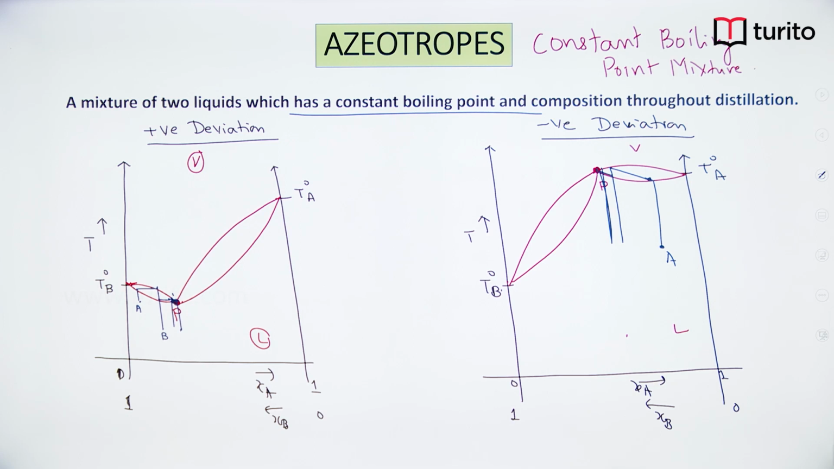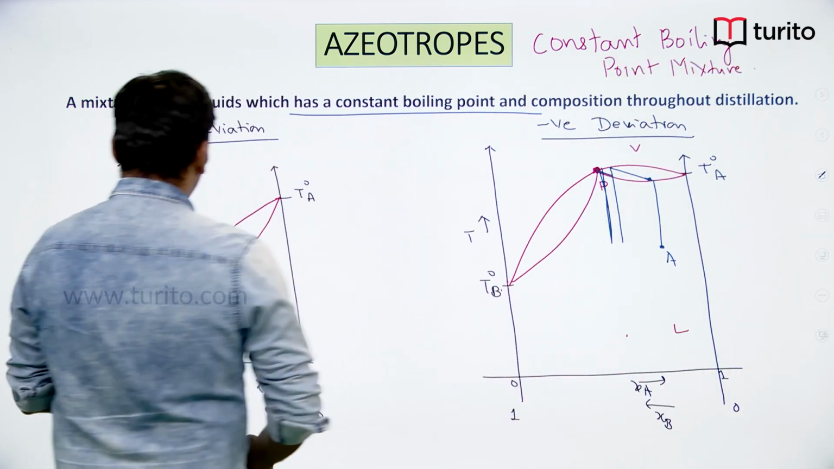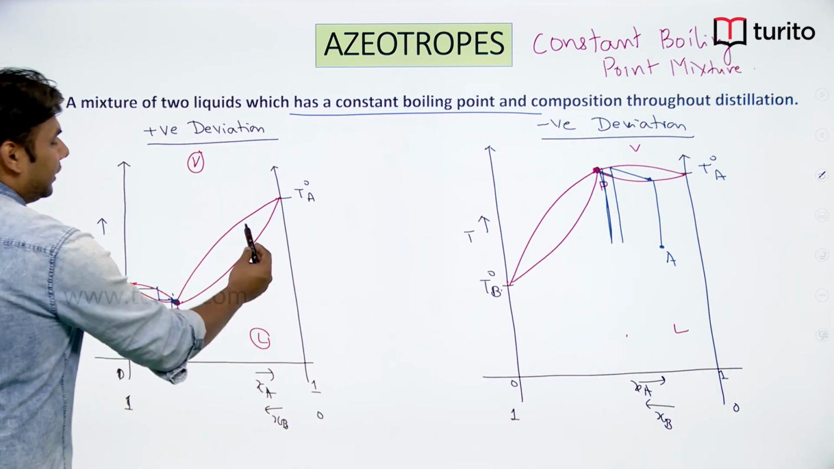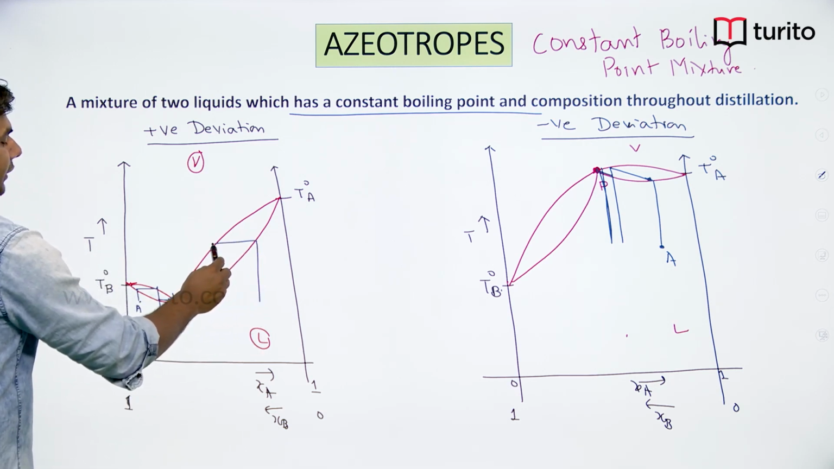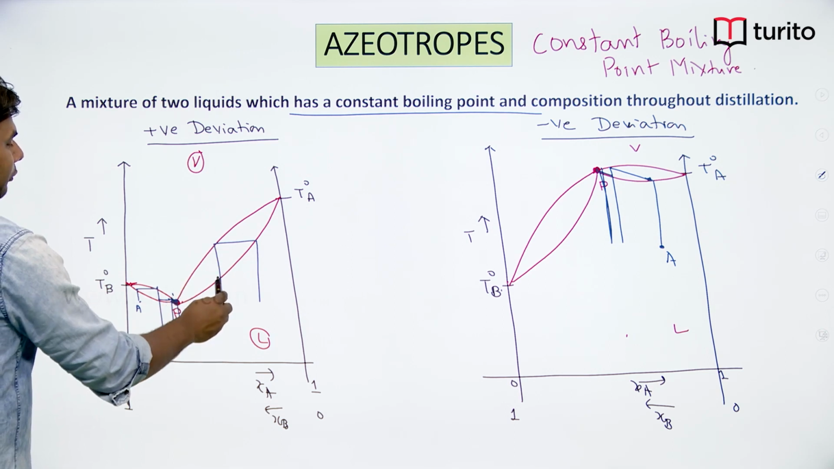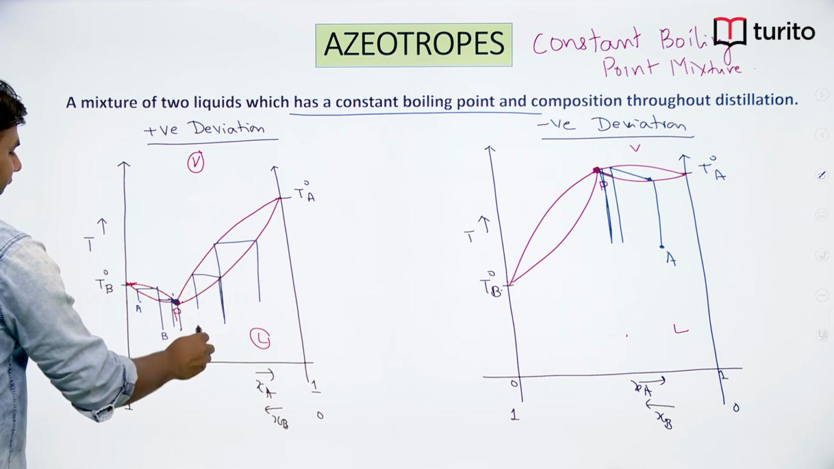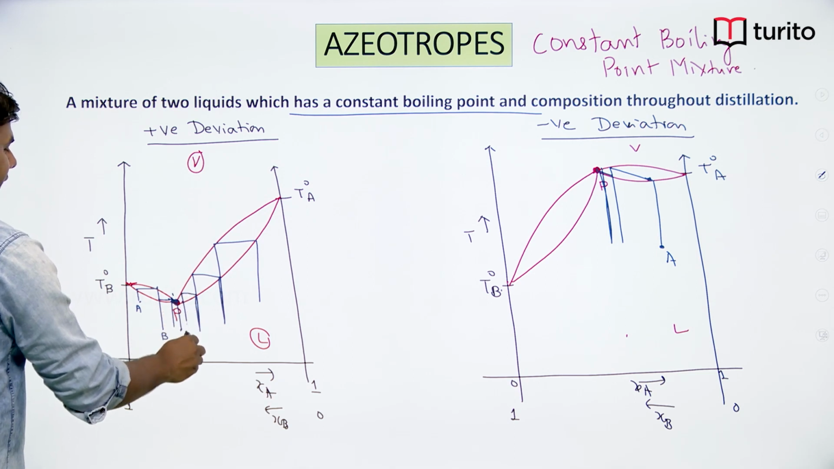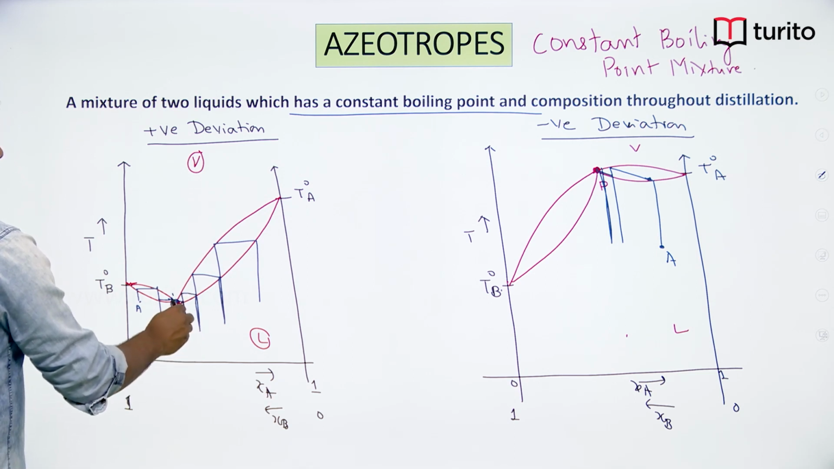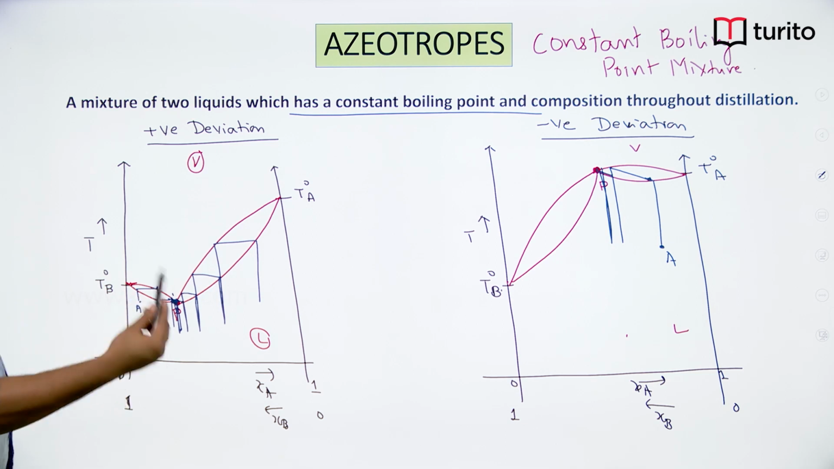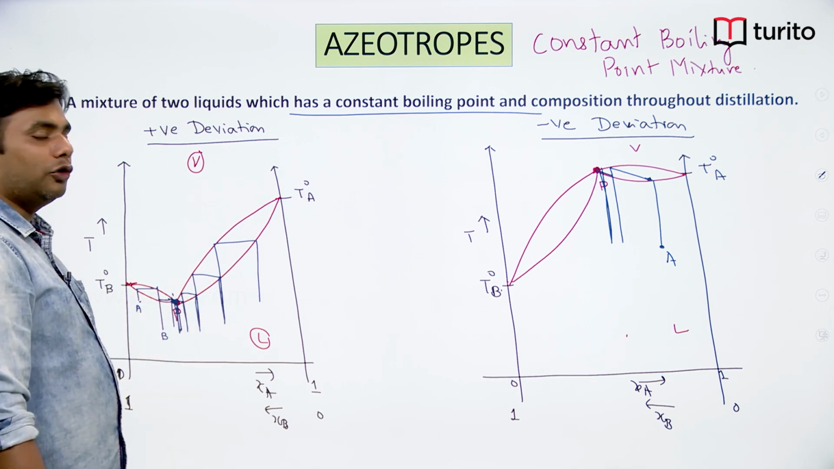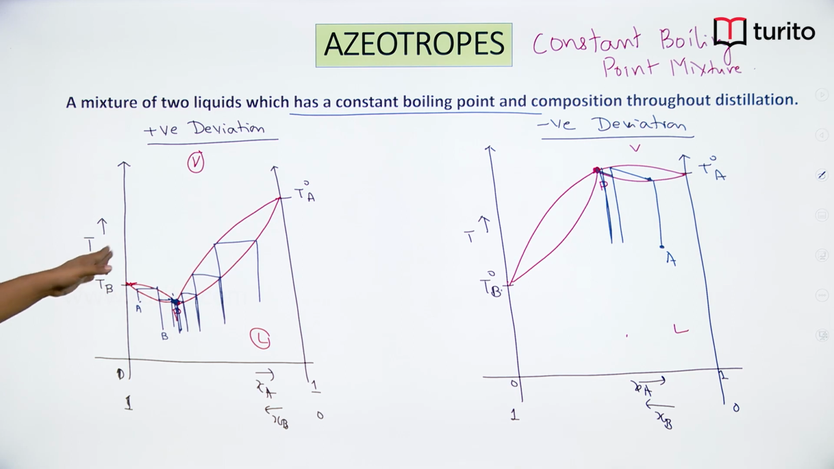So when you try to separate them through fractional distillation, you can see that when we start from here, the vapor will have this composition, we again condense, we again boil, we get the vapor, we again condense, we again boil, so finally we will be coming to this point. Now when we come to this point, we condense, we boil, we condense, we boil, we are getting the same composition of the vapor, so its composition won't be changing, so we won't be able to proceed further. So we will not be able to separate the pure components.